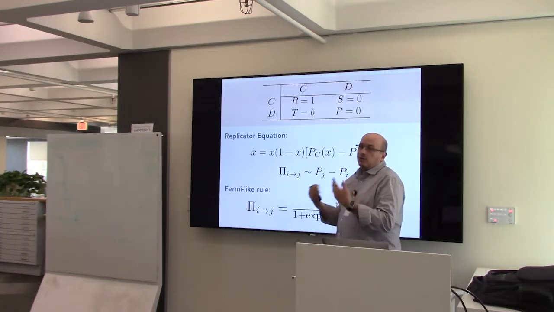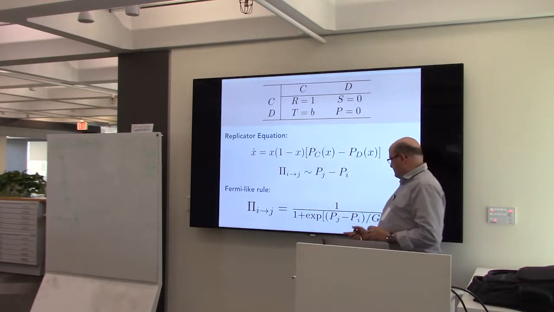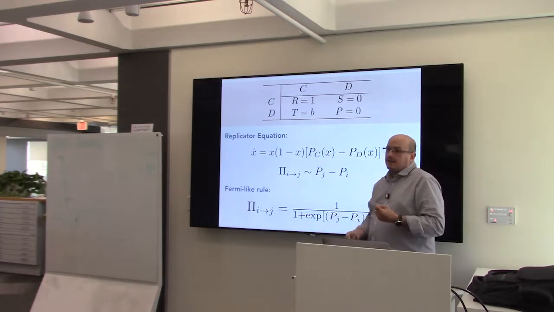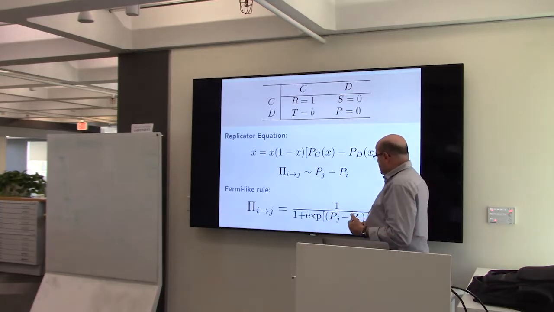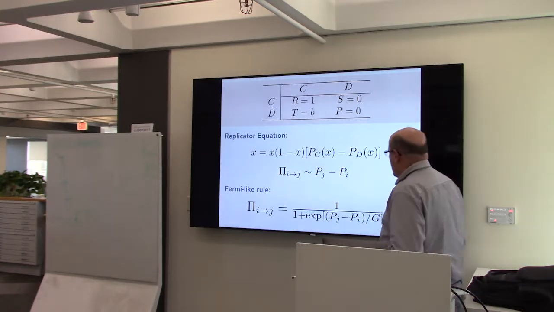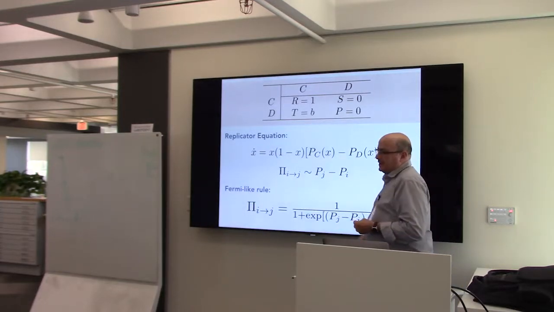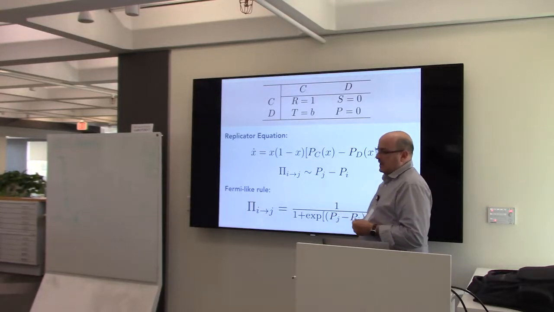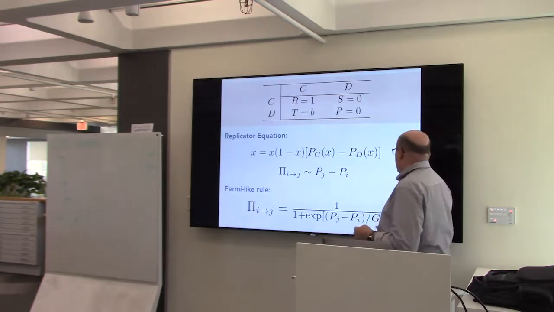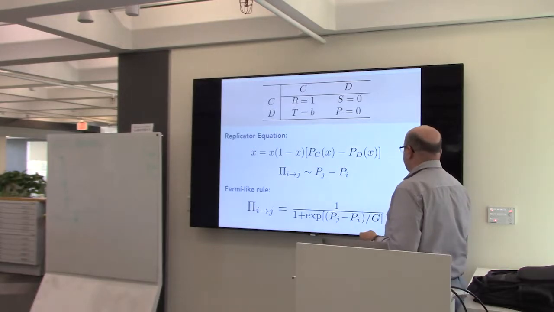The Fermi-like rule allows you to also adopt some irrational moves, in the sense that even if it's small, there is a probability of adopting a strategy that in principle could lead you to get less payoff. So this is the Fermi-like rule that saturates depending on the difference of payoff. What is the G here? Some normalization factor, something you have to take into account to assure that this is between 0 and 1, and it depends on the topology of the system. Normally, it's the maximum allowed payoff difference between two players in the system.